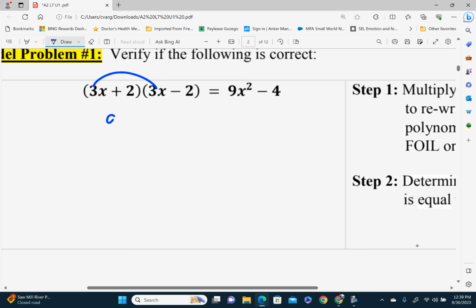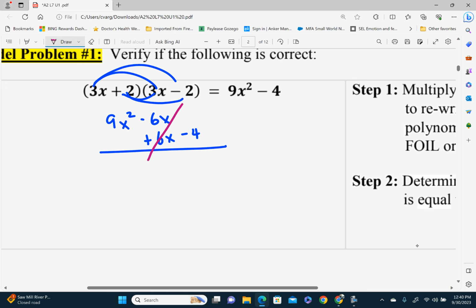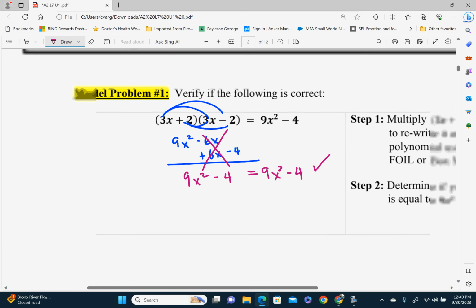3x times 3x is 9x squared. 3x times negative 2 is negative 6x. 2 times 3x is positive 6x, and 2 times negative 2 is negative 4. If you have a plus and a minus, these just cancel out. So your final answer is 9x squared minus 4, and it says verify if the following is correct. 9x squared minus 4 equals 9x squared minus 4. They are correct. Okay. All right.